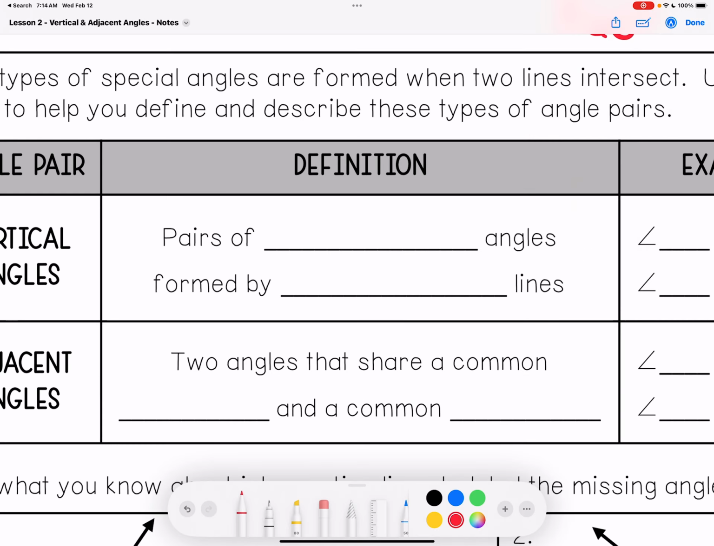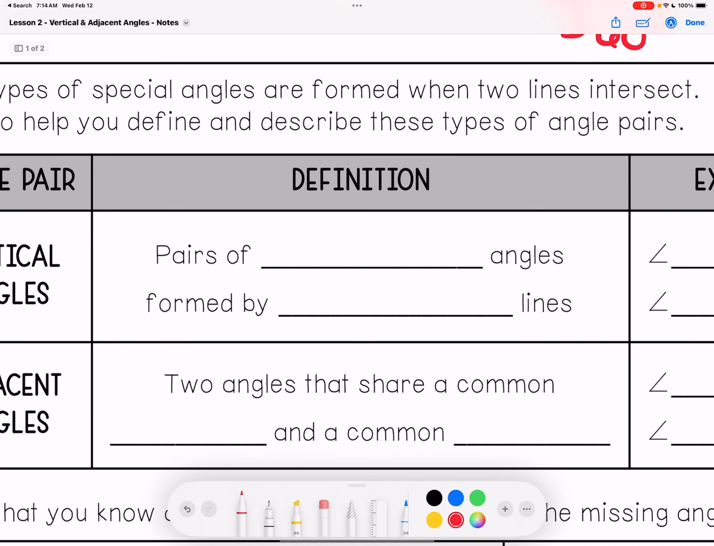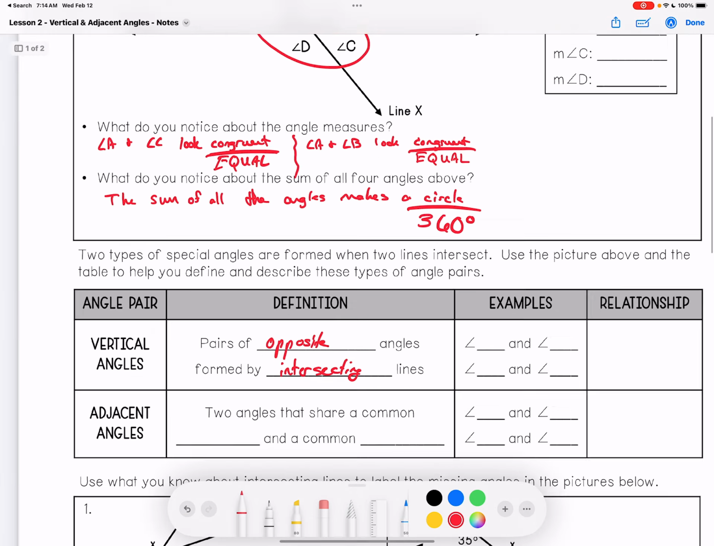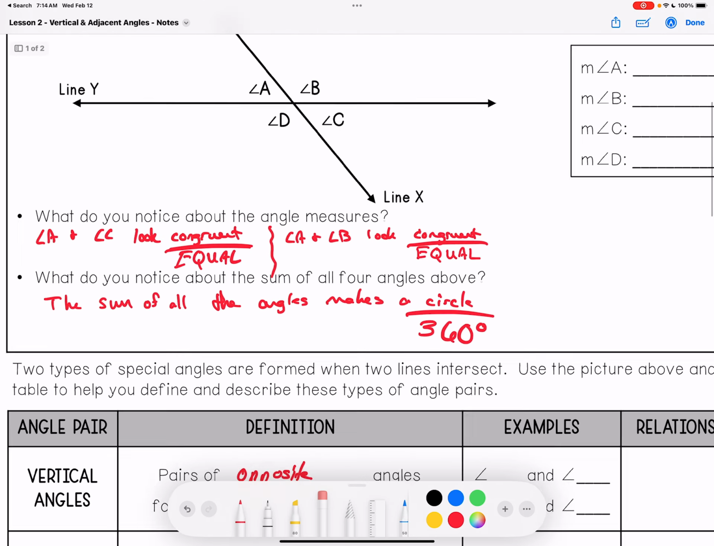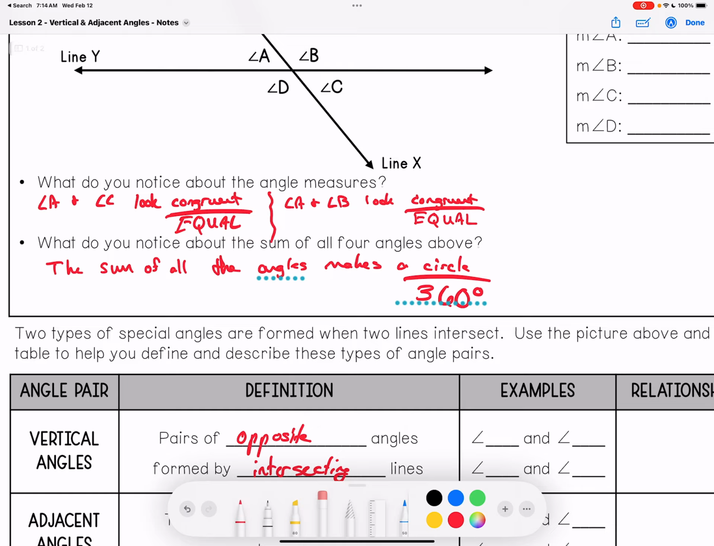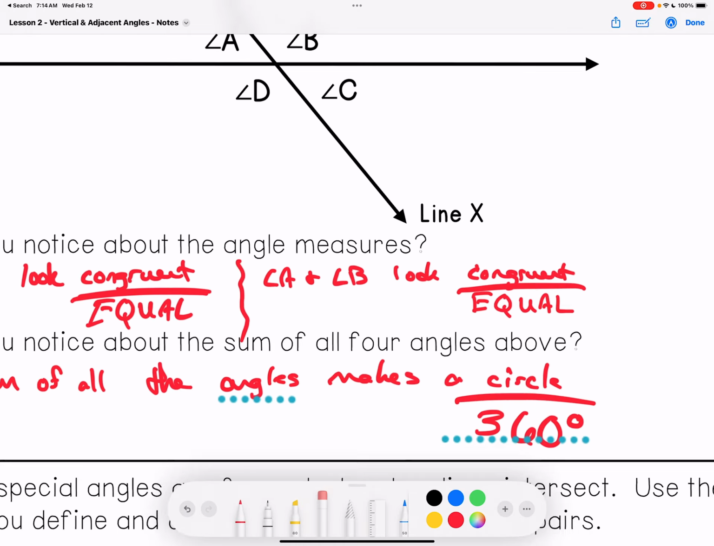All right. Vertical angles are pairs of opposite angles formed by intersecting lines. All right, so let's go see what they are. They're opposite, so let me erase what we have up here, by the way. All right, vertical angles, it says they're opposite of intersecting lines.